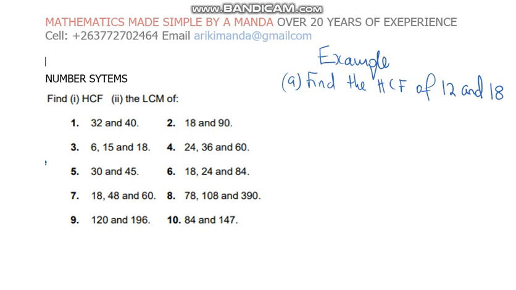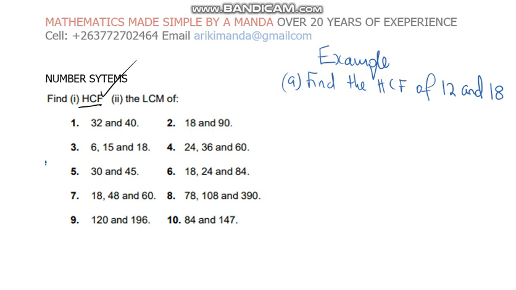Let's look at number systems. And our question says find the HCF and LCM, right? But we are interested in looking at the HCF for now. Find the HCF. HCF simply means highest common factor. Highest common factor means the largest number that can get into any given set of numbers.